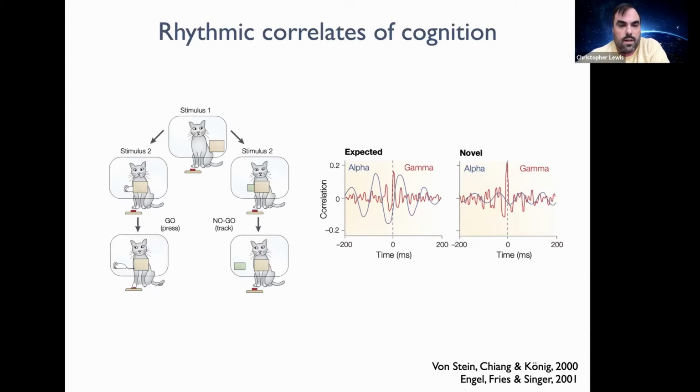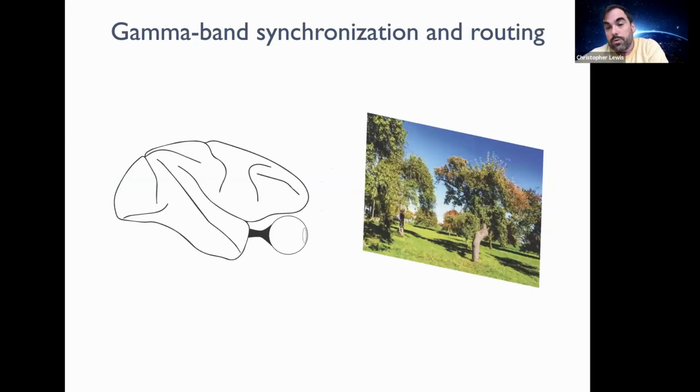One compelling proposal for the function of synchronization is in facilitating dynamic routing of information in the brain, because depending on behavioral contingencies or goals, you may not want to simply propagate all information to subsequent layers in the cortical hierarchy, for example.